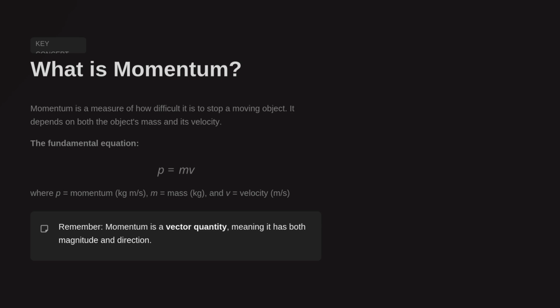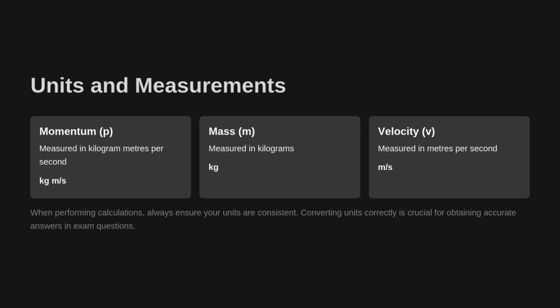Now momentum is a vector, which means it has a direction as well as a size, so velocity direction matters. If the direction changes, the momentum changes, even if the speed stays the same. Now, we understand these units. I've just shown them to you again.